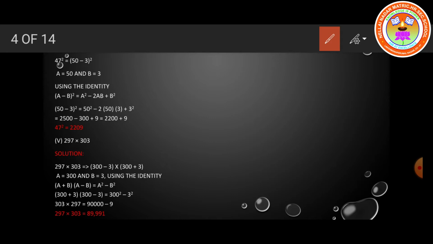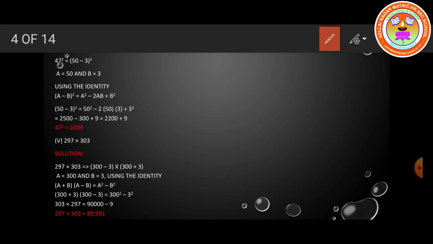Next one, what sum is that? 297 into 307. So 297 can be written as 300 minus 3. Next 303 can be written as 300 plus 3. Then using which identity? We are going to use a plus b into a minus b is equal to a square minus b square.